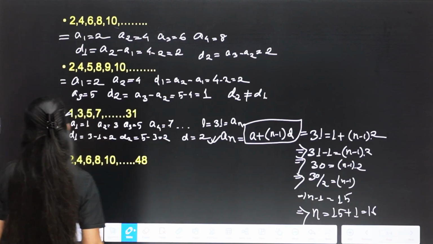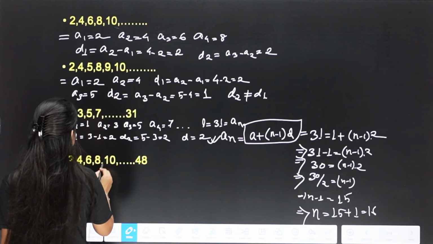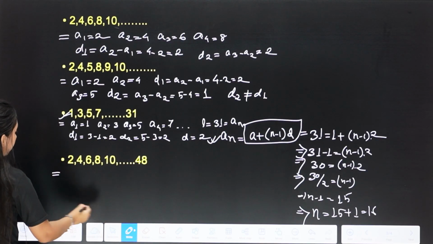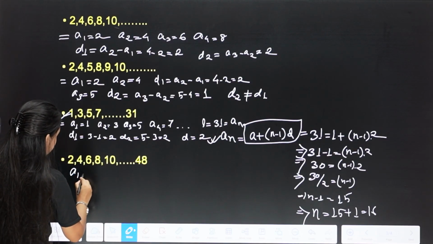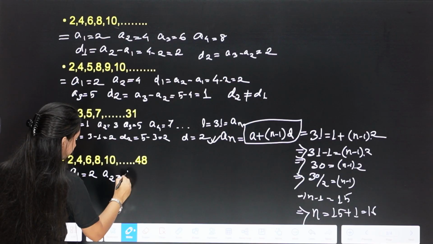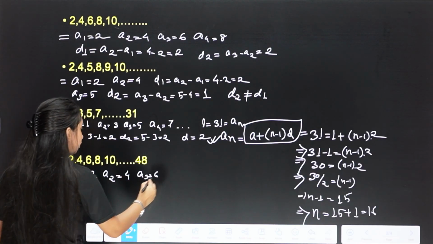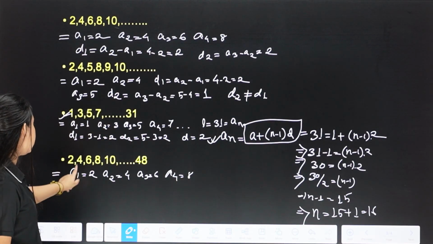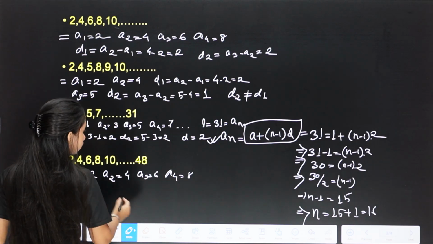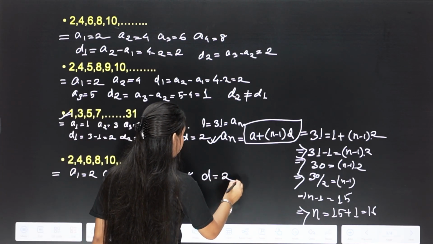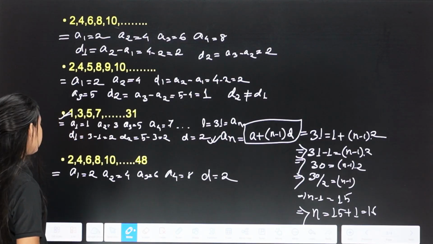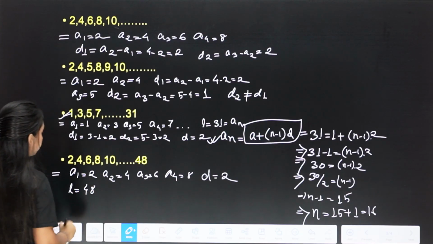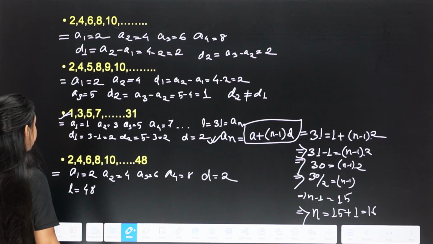Our fourth example is 2, 4, 6, 8, 10 up to 48. What is the first term in this sequence? Can you tell me what is the first term? The first term is 2. The second term is 4. The third term is 6. The fourth term is 8. We can see that the common difference is the same, that is 2, 2, 2. So the common difference is 2. Here the last term, L, is equal to 48. Can you tell me how many terms are present in this sequence?